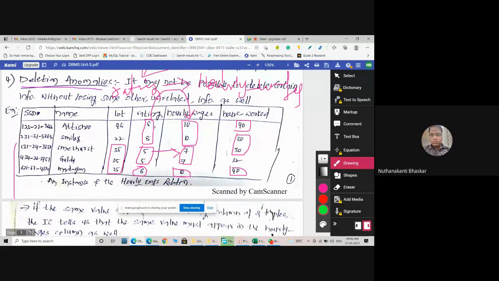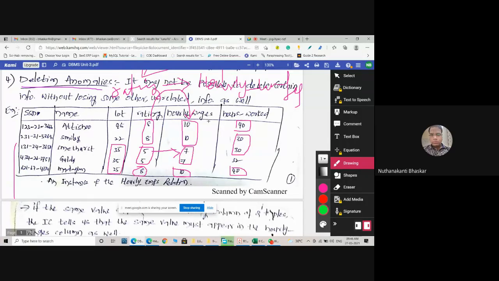Now compare rating and hourly wages. Here 8 is there, 10; 8 is there, 10; 8 is there, 10. Wherever 8 is there, the hourly wage is 10. Wherever 5 is there, the hourly wage is 10. Compulsorily, you can understand that hourly wages depend on the rating. Yes or no?